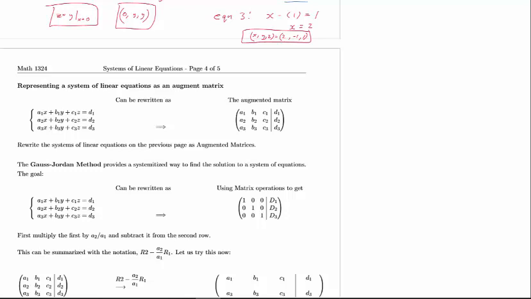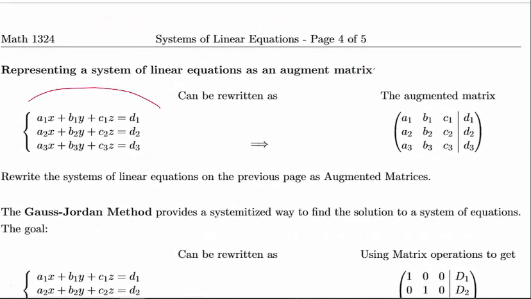Howdy class. Today we're going to finish this handout on systems of linear equations. And now we're going to be introducing the idea of a matrix, or specifically an augmented matrix. So look at the system of linear equations right here, and note that we've got certain stand-ins, A1, B1, C1, D1. These would all appear as numbers for a specific system, where X, Y, and Z are the variables, right? And those will always be X, Y, and Z.